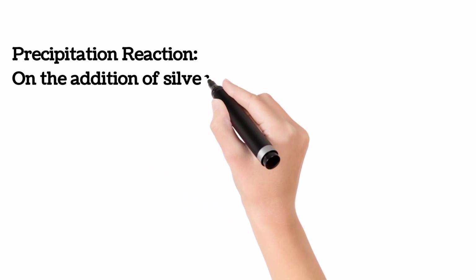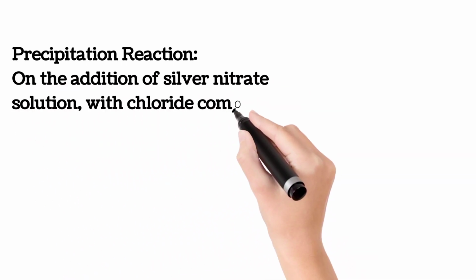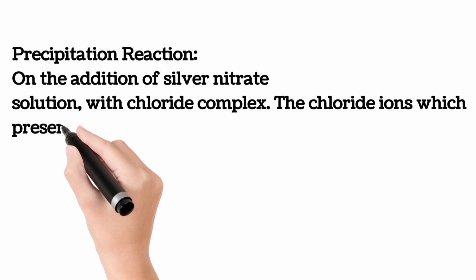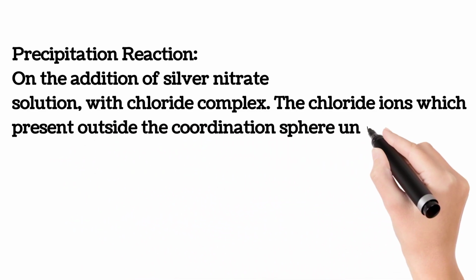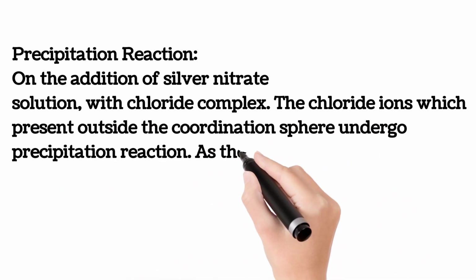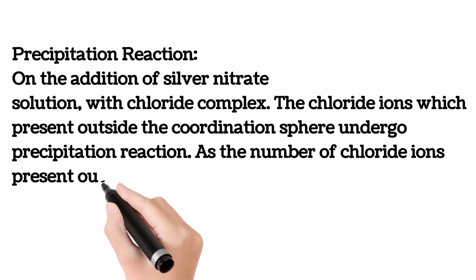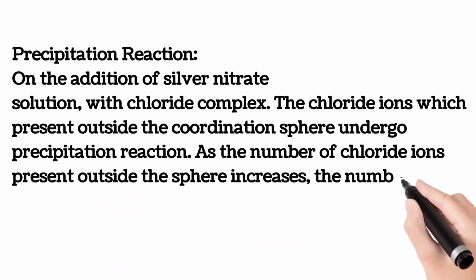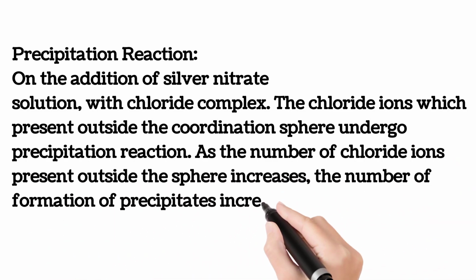On the addition of silver nitrate solution to a chloride complex, the chloride ions present outside the coordination sphere undergo a precipitation reaction. As the number of chloride ions present outside the sphere increases, the amount of precipitate formed increases, and vice versa.